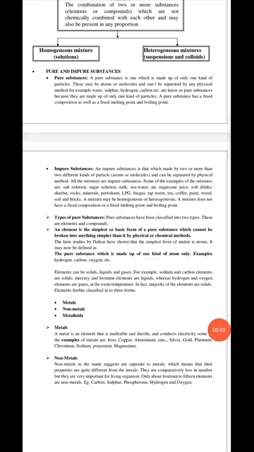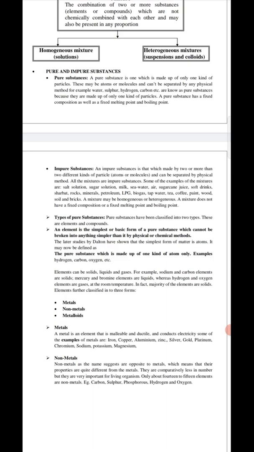Good morning children. In our next class we have already discussed the types of matter. Now we will read in detail about different types of matter, pure and impure substances. There are two types of matter: one is pure substances, another one is impure substances, that we have seen.